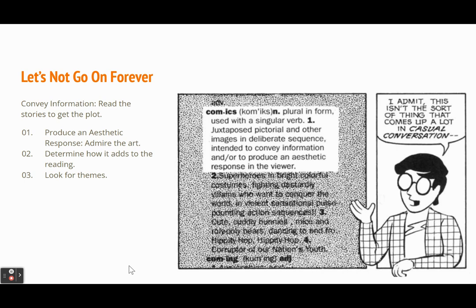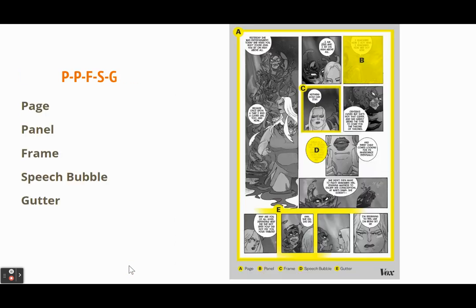Produce an aesthetic response means we're going to admire the art. We are going to take a look at how that art adds to the reading of the words. And please remember that technically a comic doesn't have to have words with it. It can be all art. But we're going to look for themes within the art, we're going to look for themes within the words, and we're just not going to go on forever. McCloud has an important caveat.